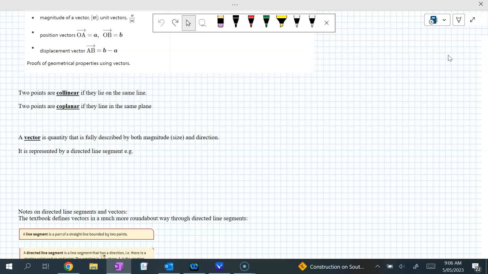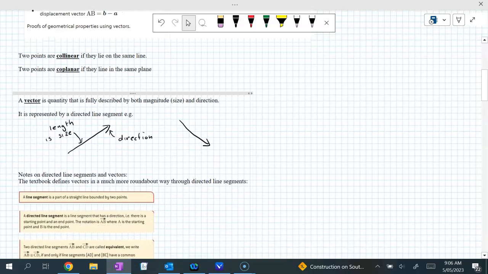And we represent it by a directed line segment. For example, that could be a vector. The length of the vector indicates size, and we've got a direction by the arrow. Or we could have a different one that goes down like that, for example. Now, we're talking about directed line segments and vectors.